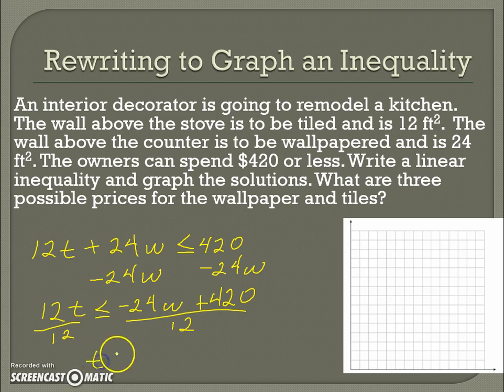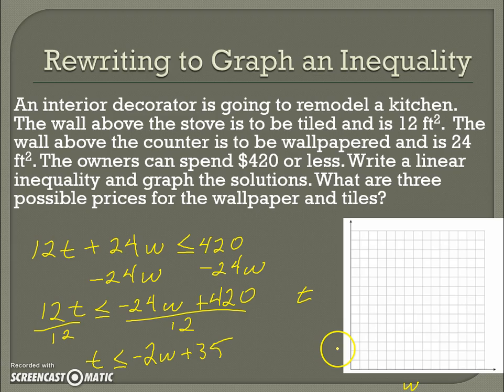And I end up getting that T is less than or equal to negative 2W plus 35. Now normally this would be Y and then X is over here. So I'm going to go ahead and treat that over here the same way, and I'll say that this is my tile and this is my wallpaper.